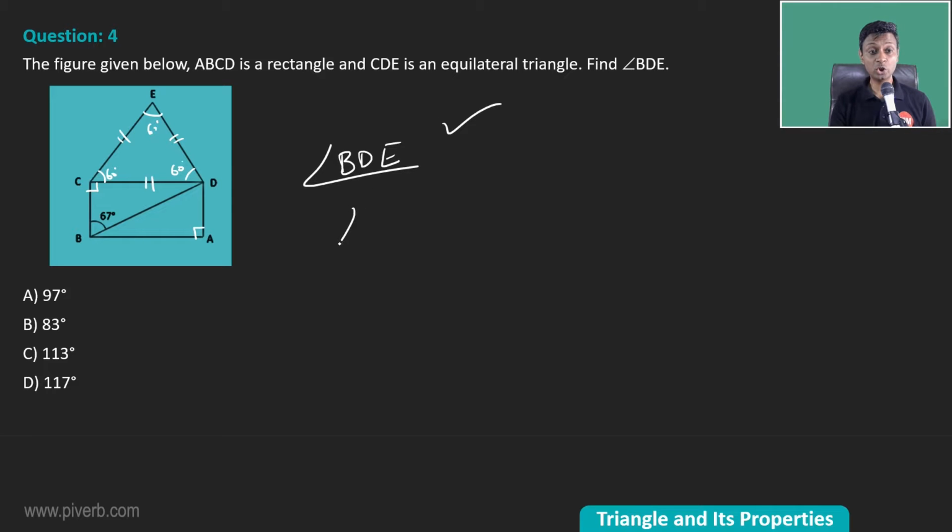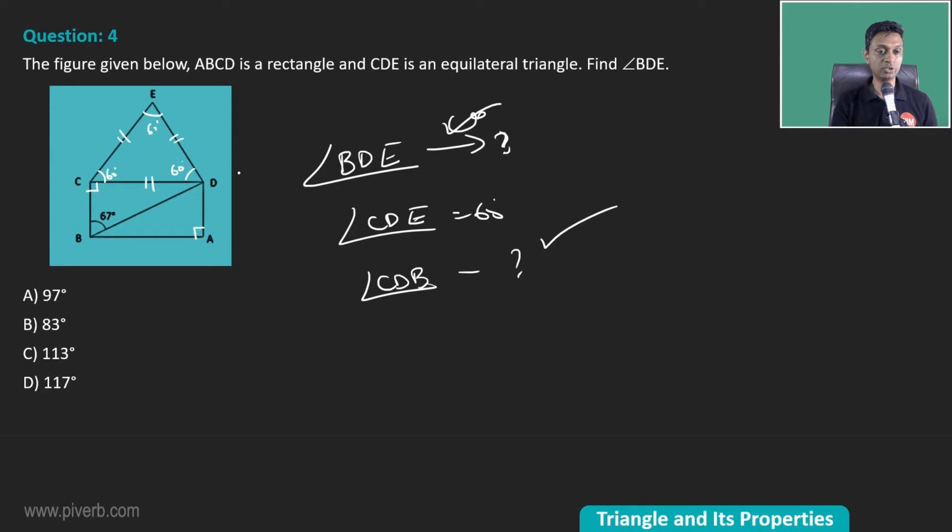We already know angle CDE is 60. This is what we need to find. We know angle CDE is 60. So if we find angle CDB, we are through. We know this is 60. If we find this, we are through. How do we find that?